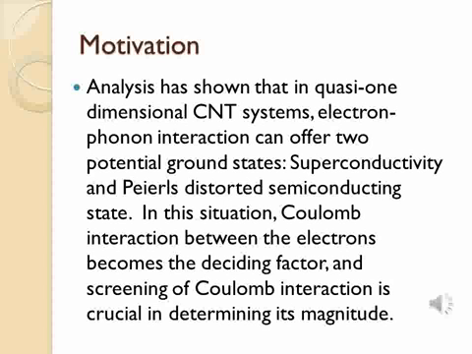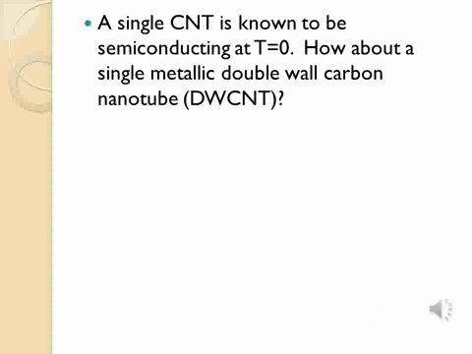After the discovery of superconductivity in carbon nanotube systems, theoretical analysis showed that in quasi-one-dimensional CNTs, electron-phonon interaction can offer two potential ground states: superconductivity and Peierls distorted semiconducting state. Then, Coulomb interaction between electrons becomes the deciding factor, and screening of Coulomb interaction is crucial for the appearance of superconductivity in CNTs. The superconductivity behaviors usually occur in CNT bundles. A single-wall CNT is known to be semiconducting at zero temperature.